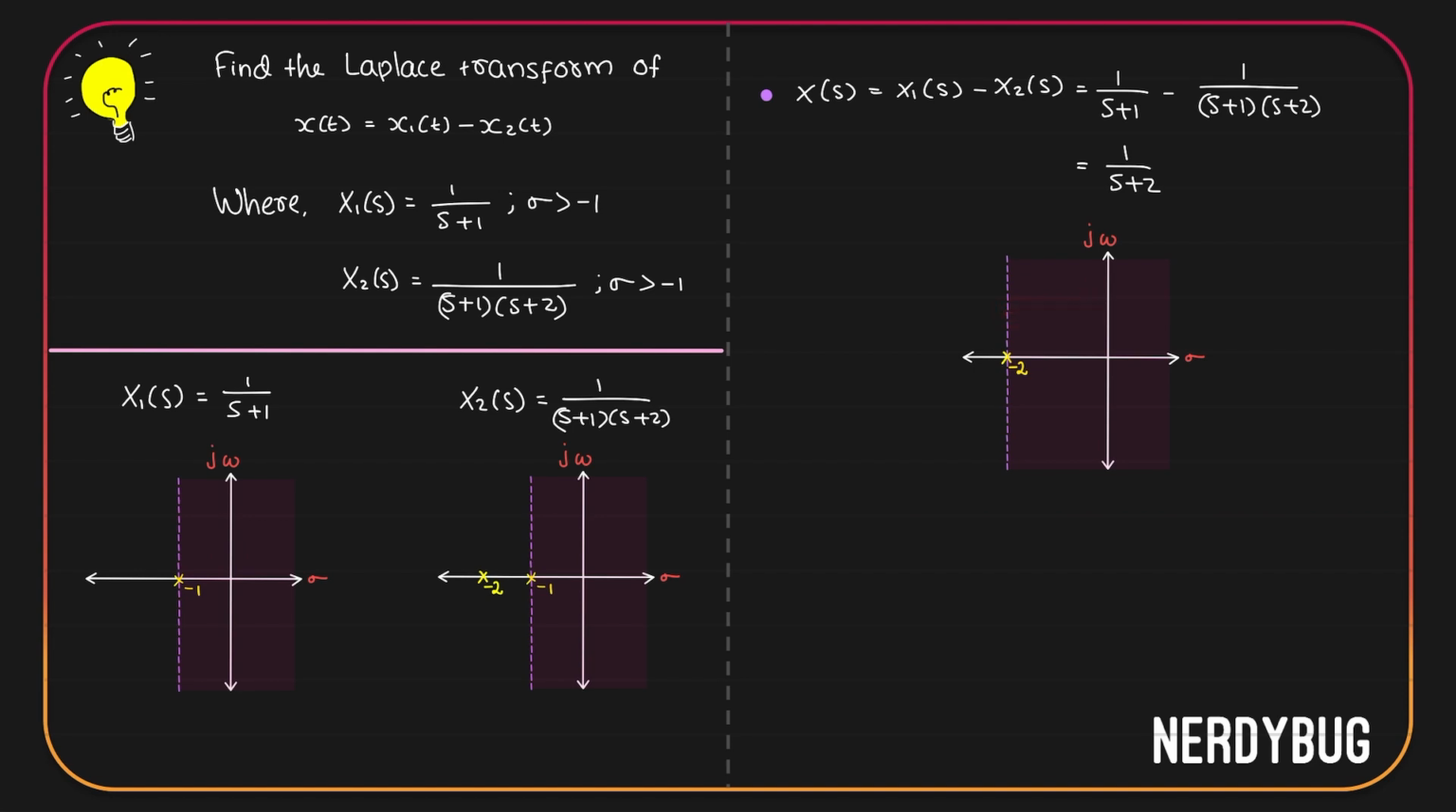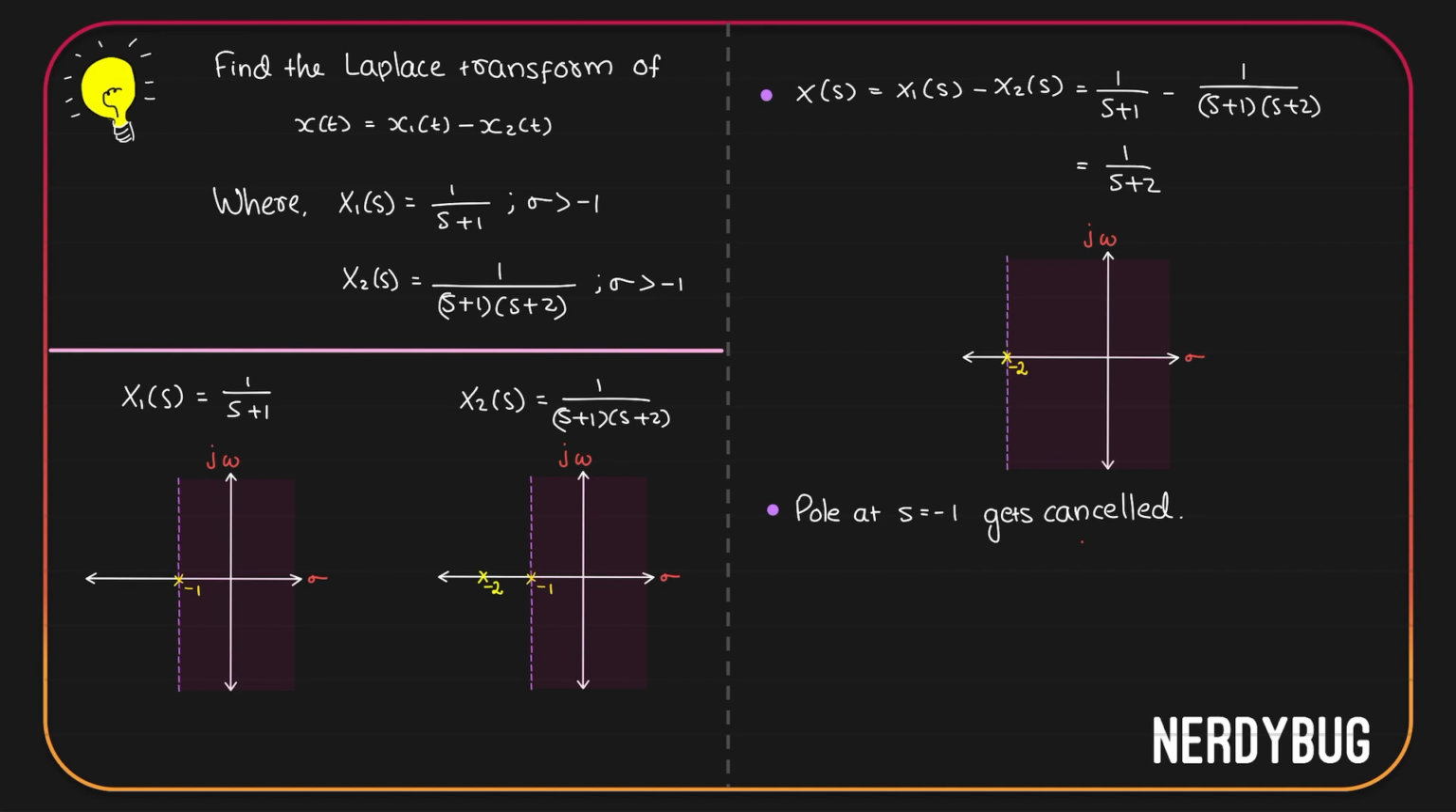Now the most important thing that happened here is when we took x1 of s minus x2 of s, the pole at minus 1 got cancelled. Looking at the first two ROCs, if you took their intersection, you would get sigma greater than minus 1. Because here also sigma is greater than minus 1, here also sigma is greater than minus 1. So its intersection is also sigma greater than minus 1. But ROC of x of s is not just sigma greater than minus 1, it is sigma greater than minus 2. Of course, it contains sigma greater than minus 1, plus we had something extra that is between minus 2 to minus 1 also.